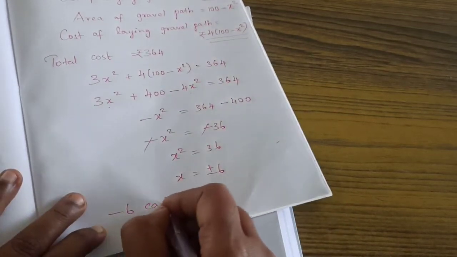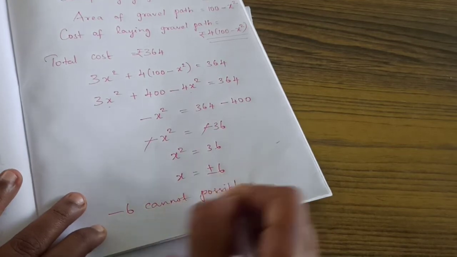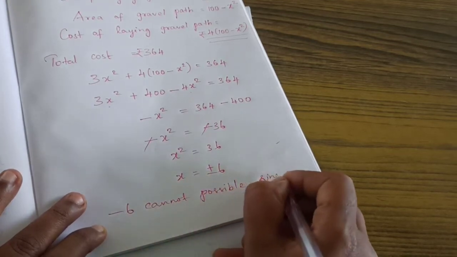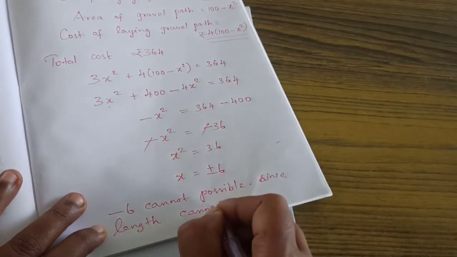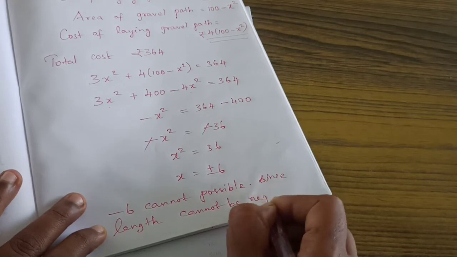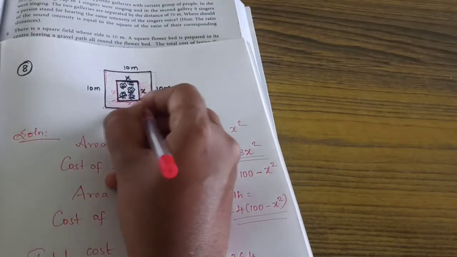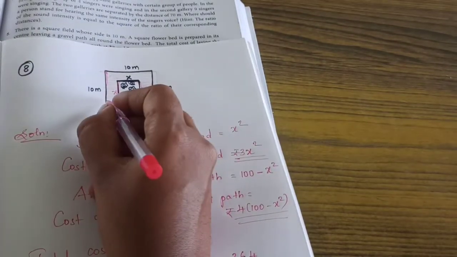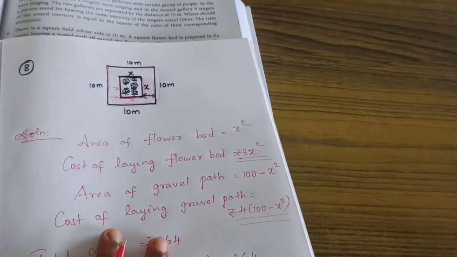So minus 6 is not possible, since length cannot be negative. In that case it is not possible. Okay. So we have just found the flower bed distance only. We need to find the length of the gravel path. This gravel path length only we need to calculate.